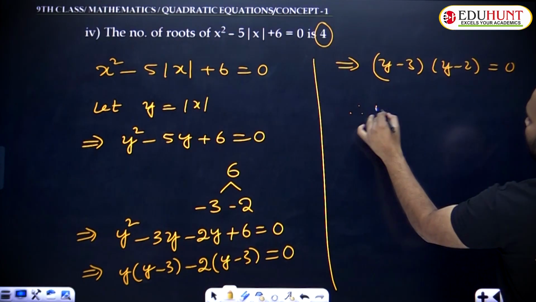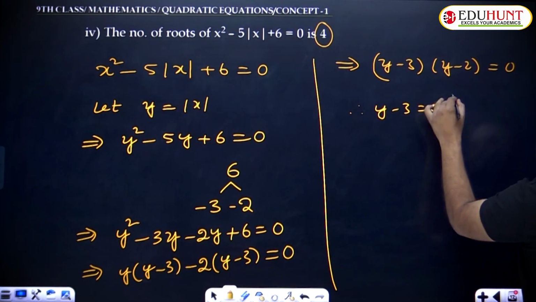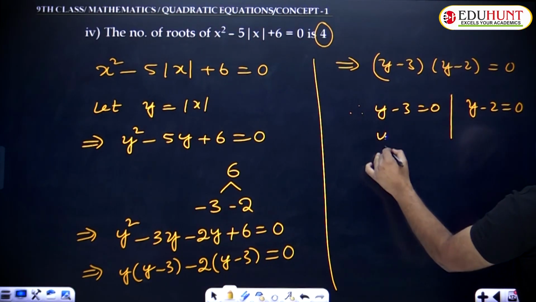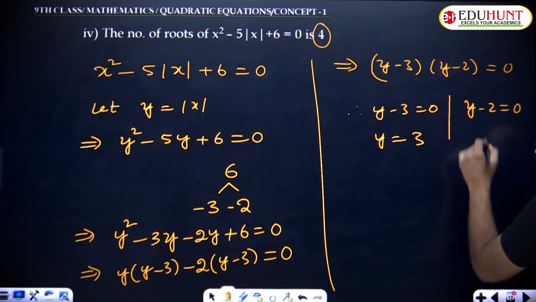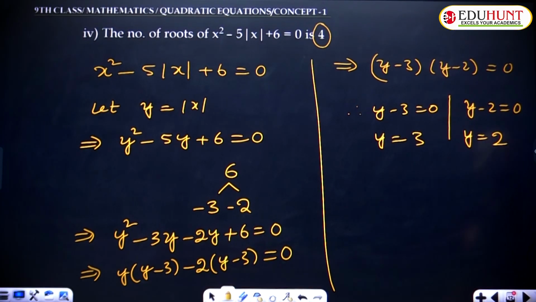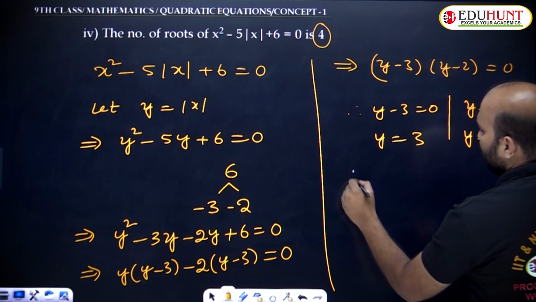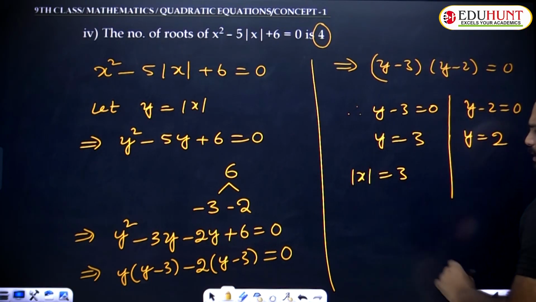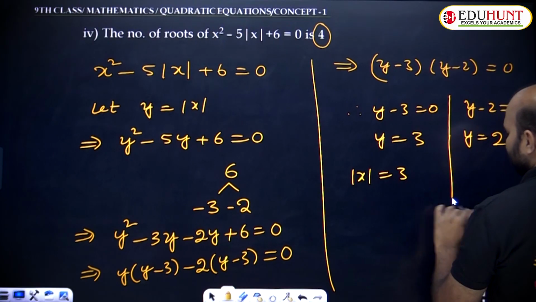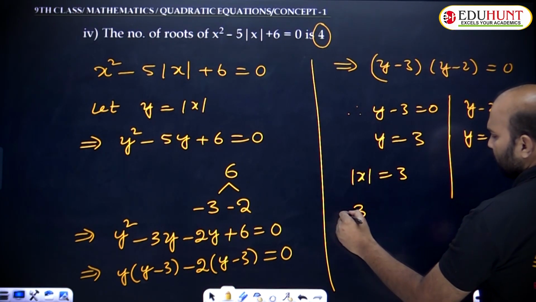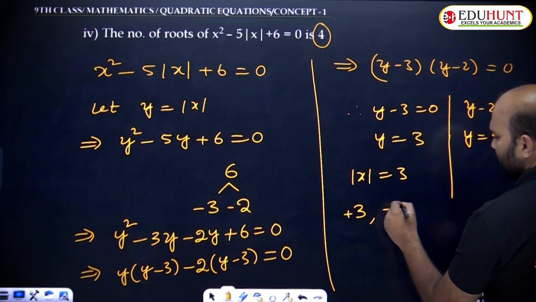Therefore y minus 3 equals 0 and y minus 2 equals 0. Am I clear? So y minus 3 goes to the right side, y equals positive 3. Here y equals positive 2, as minus 2 goes to the right side. So y stands for mod x. Mod x equals 3, so mod x gives positive 3 and negative 3 as the x values.